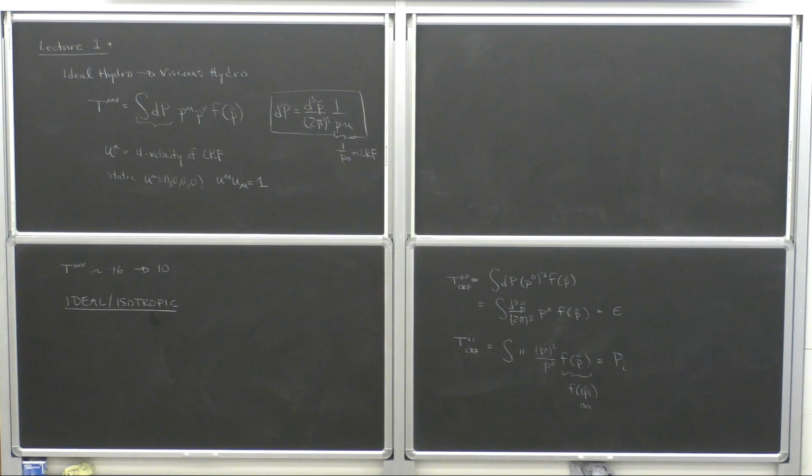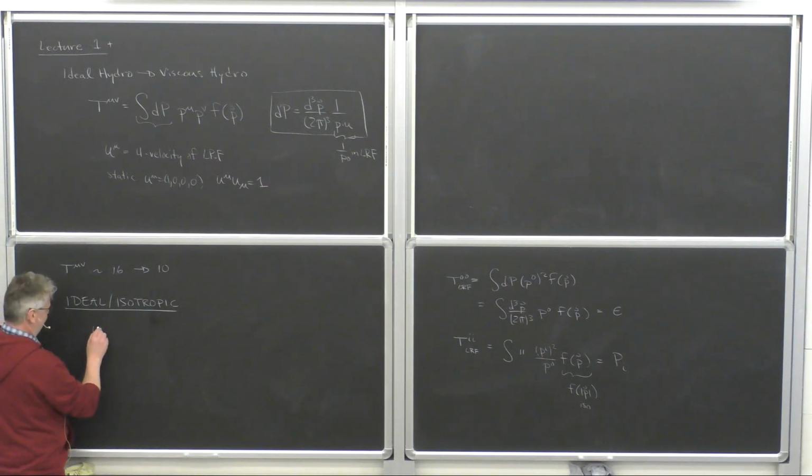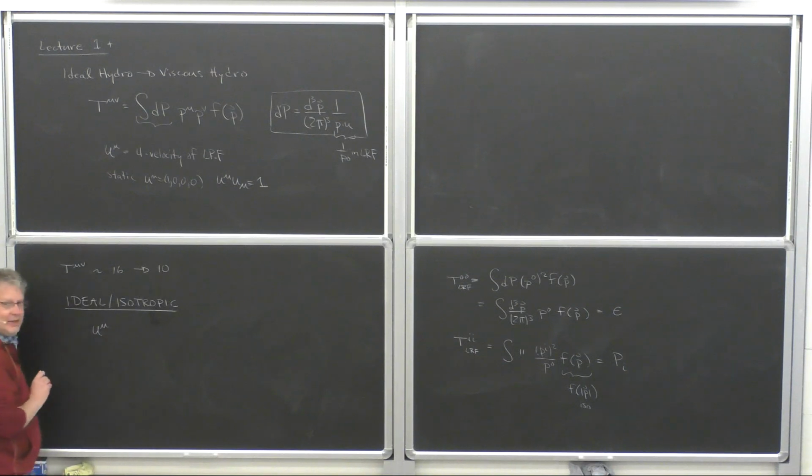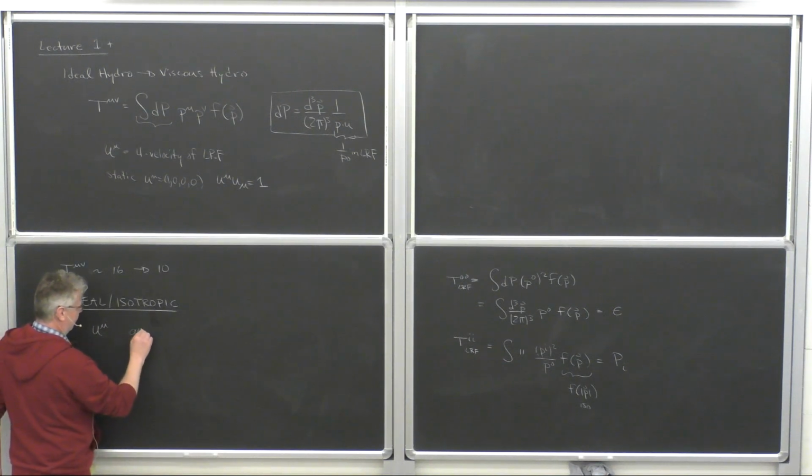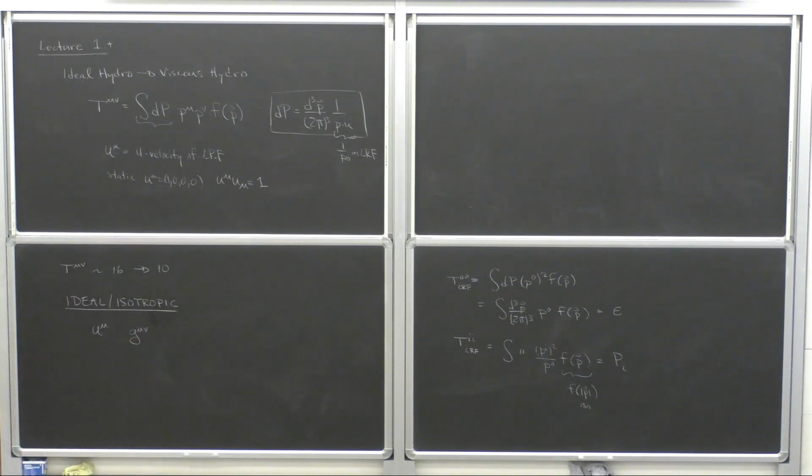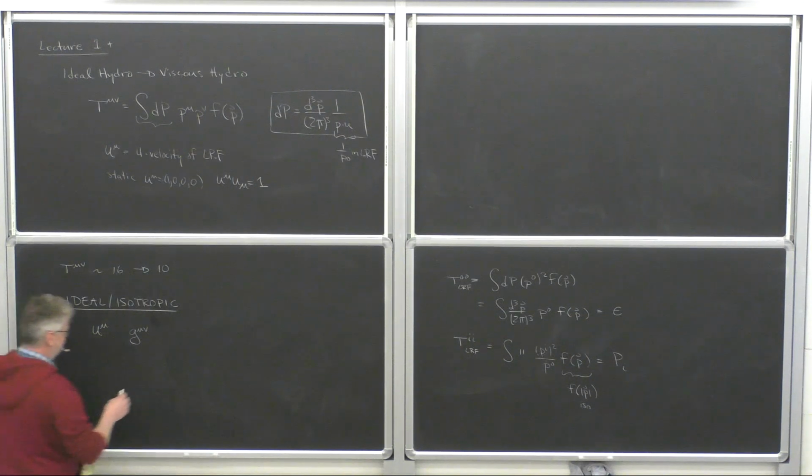We have a symmetric rank 2 tensor. What are the components that we can build it from? In this case, we only have the fluid 4 velocity and the metric tensor itself. Those are the only two things, the only vectors we have at our disposal in the ideal isotropic system. There's no special direction of space or anything like that. So those are the only things I can build T mu nu from.